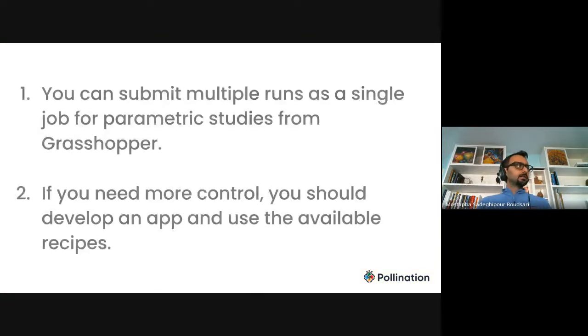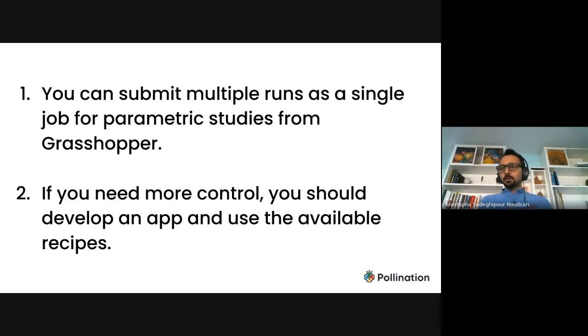If the current recipes are good for your purpose, then you can submit multiple runs as a single job from Grasshopper, and that will make a parametric run for you. If you need more control, you should develop an app and use an available recipe. Generally speaking, we are seeing that developing a recipe is a hard thing for people to do. So our team and probably a small number of people will be there to help.